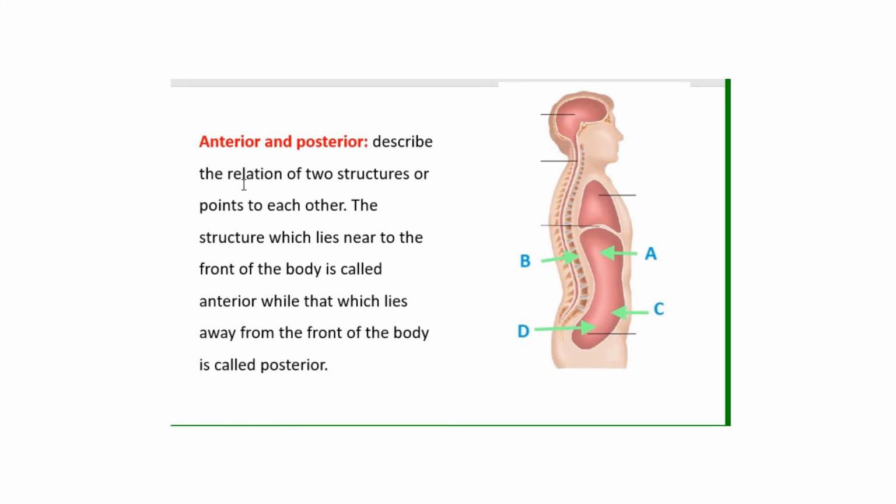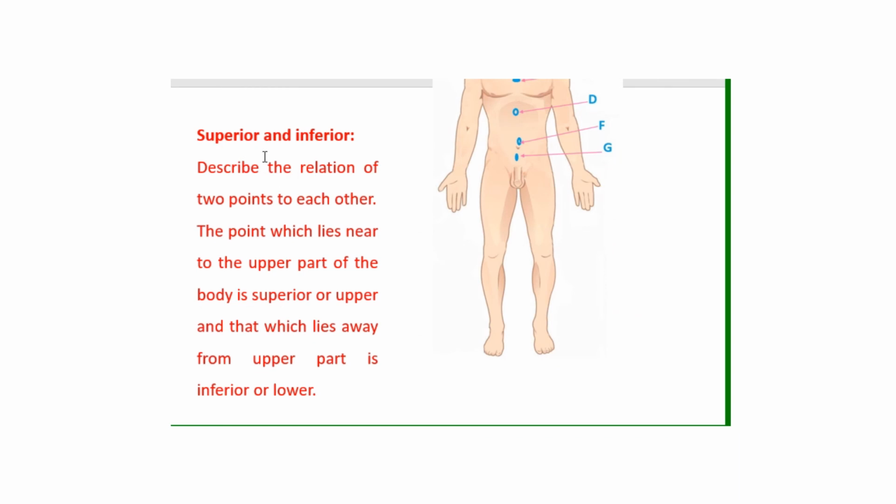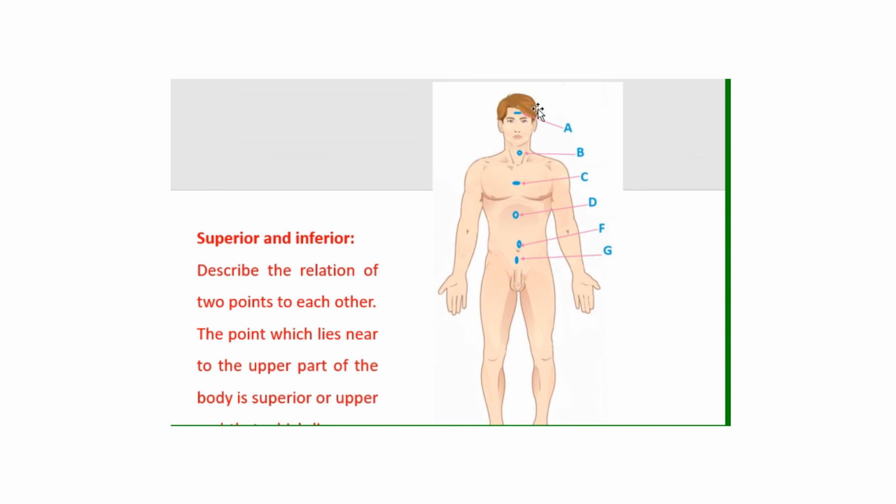Anterior and posterior, the relation of two points to each other: the point which is nearer to the anterior body wall here, unlike superficial and deep, is called anterior, and that which is away is called posterior. Superior and inferior: the point which is nearer to the upper end of the body is superior to that which is away from the upper end.